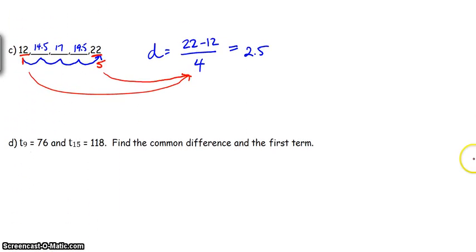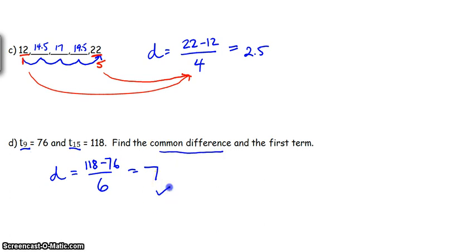So let's try our very last example using all those little shortcuts as best that we can. So here's t of 9 and here's t of 15. So that tells me the 15th position and the ninth position, I should be adding my common difference, 15 minus 9, which is 6 times. I take my 118, subtract my 76, and I punch that into my calculator, and I get 7. So now I know I'm adding 7 every time.